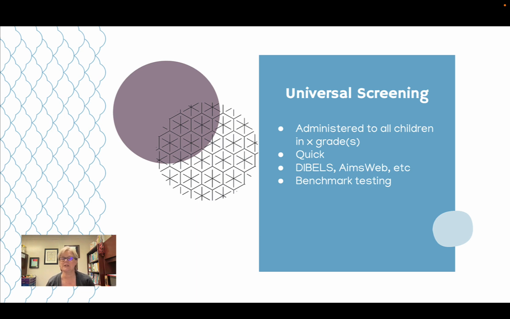Universal screening, as I mentioned in previous videos, many states have requirements for universal screening. These are very quick assessments. Usually each one is about a minute, and maybe they'll do 2 or 3. The idea is that it is administered to everyone in the entire grade. So again, it's super quick, and it's really just looking at could there be a problem? Some real common ones are DIBELS, AIMSweb, those kinds of things.